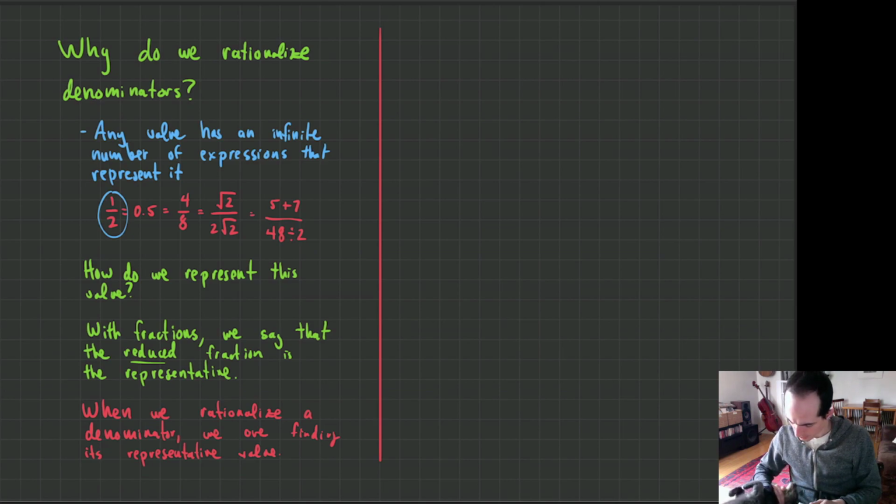Okay? So let's try a few more examples where we're rationalizing a denominator.